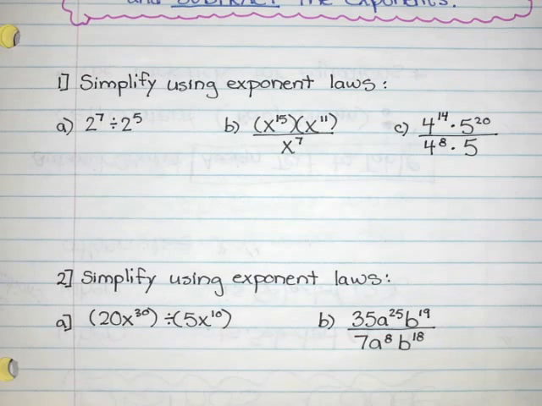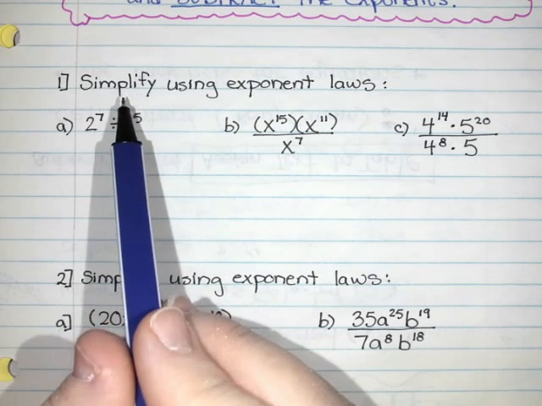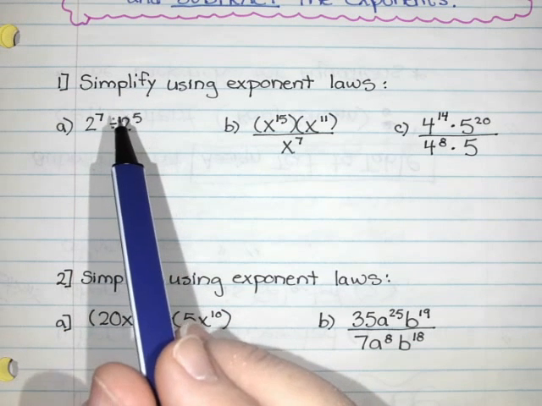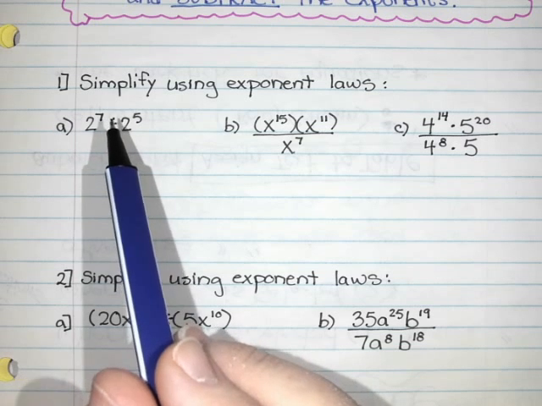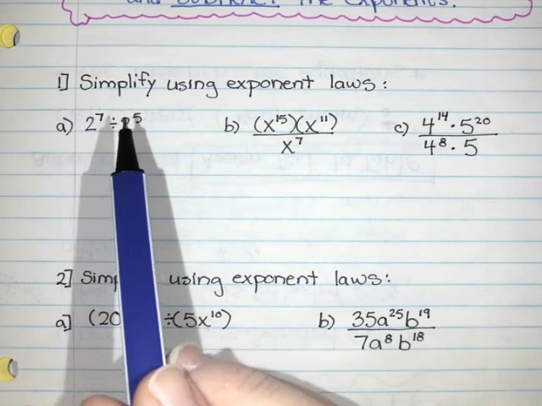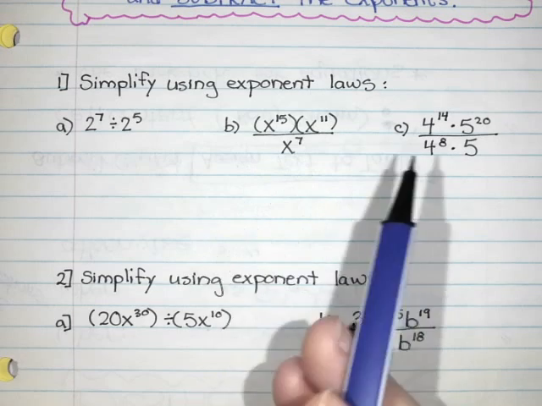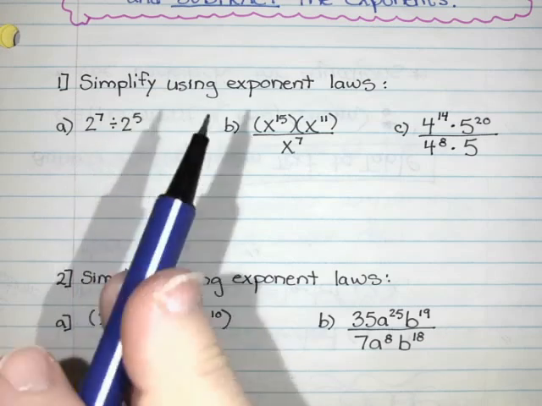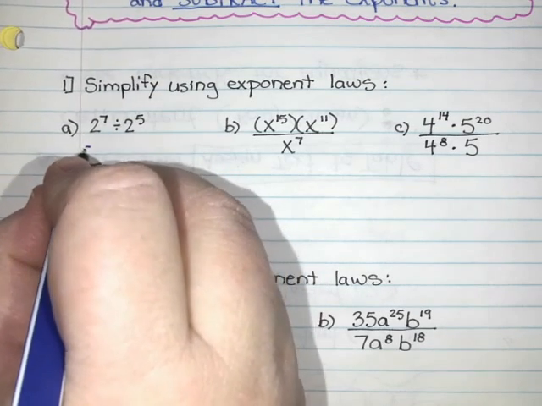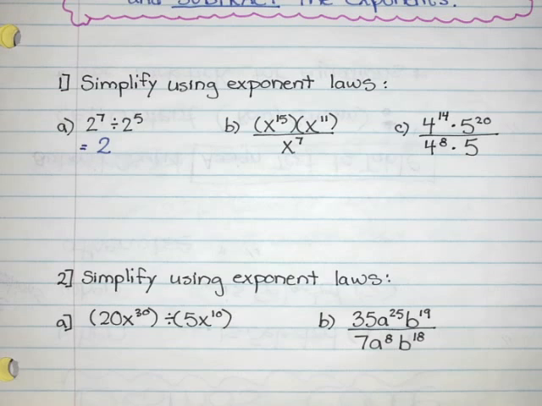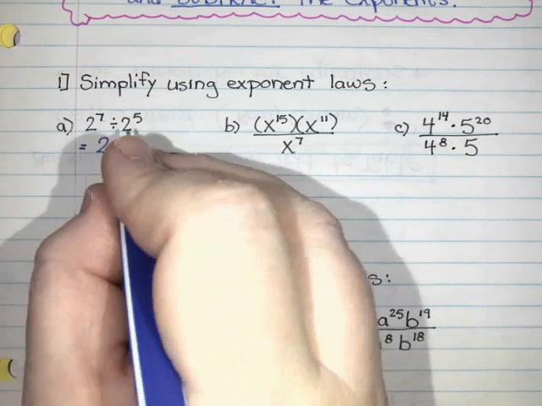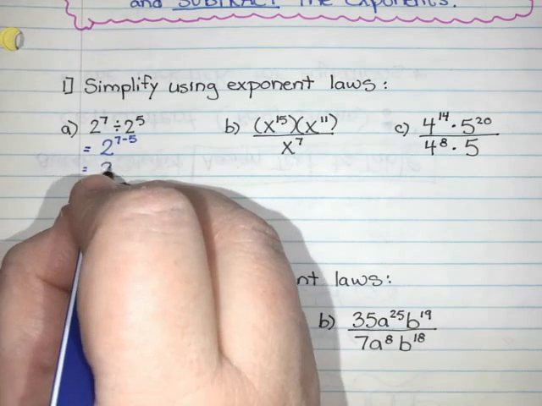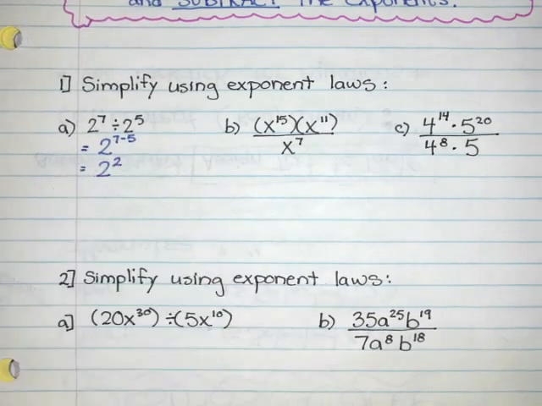So our first question says simplify. Now when a question says simplify, it means it wants you to still write your answer as a power. If the question said evaluate, that would tell me that I should actually be working it out on my calculator. So 2 to the power of 7 divided by 2 to the power of 5. They have the same base, so the base stays the same, it's still a 2, and then I would subtract the exponents. So 7 take away 5 gives me 2 to the power of 2.